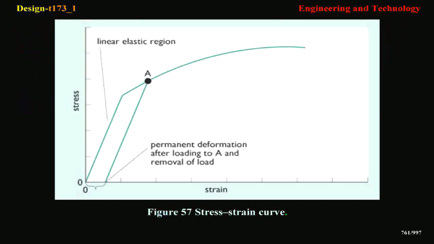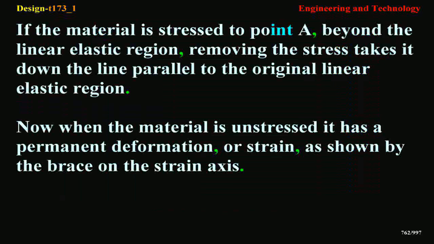Figure 57, stress-strain curve. If the material is stressed to point A, beyond the linear elastic region, removing the stress takes it down the line parallel to the original linear elastic region. Now when the material is unstressed, it has a permanent deformation, or strain, as shown by the brace on the strain axis.